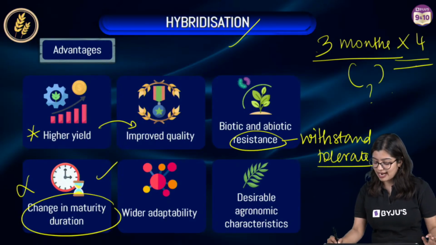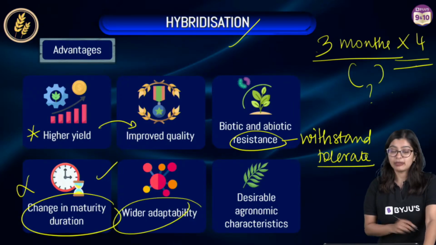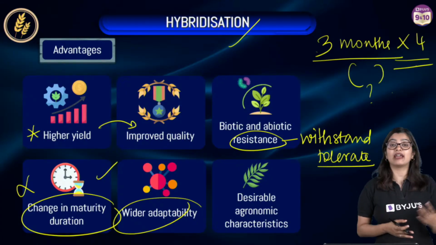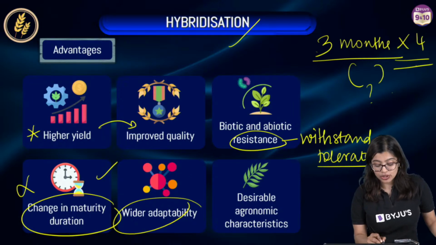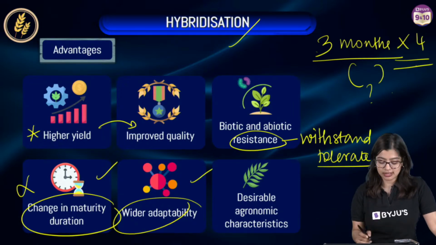And then of course we have wider adaptability, right? So what do I mean by wider adaptability? That means despite all this, it should also be able to survive in the changing climatic conditions also, right? So it should be able to adapt to whatever climatic conditions. Now, not all plants, but some plants, of course.